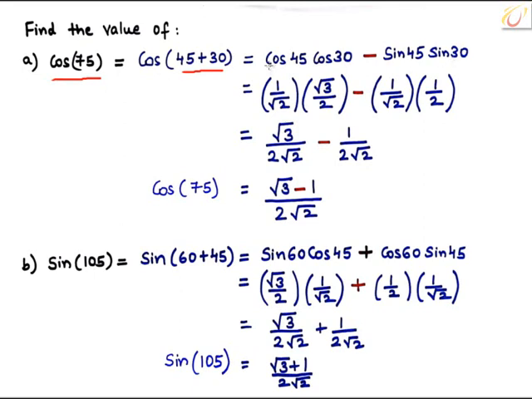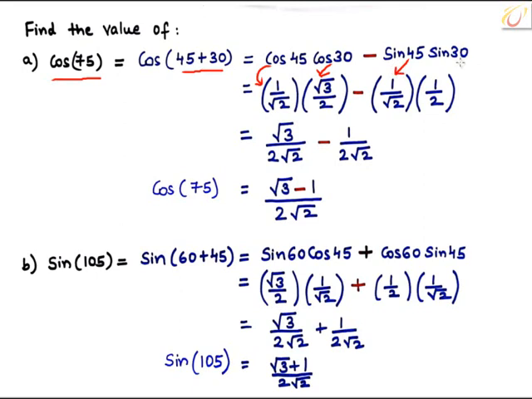What is the value of cos 45? Cos 45 is 1 upon root 2. What is the value of cos 30? Cos 30 value is root 3 by 2. What is the value of sin 45? Sin 45 is 1 upon root 2.